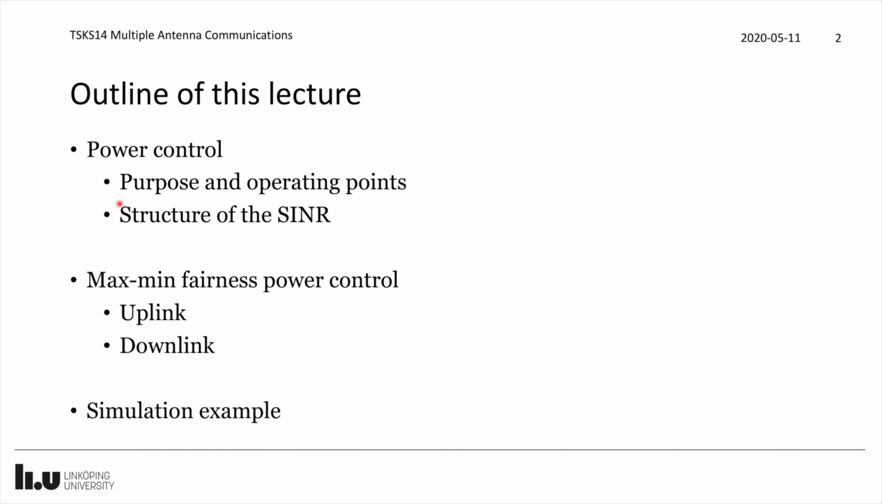I will begin by talking about the purpose of power control and different operating points that we can achieve in the capacity or rate region. Then I will talk about the structure of the SINR, or signal to interference and noise ratio. Then we will focus on a particular type of power control, namely max-min fairness, where all the users are getting the same performance thanks to the power control. And I will cover both the uplink and the downlink. And finally, I will provide you a small simulation example where we can see the impact of power control.